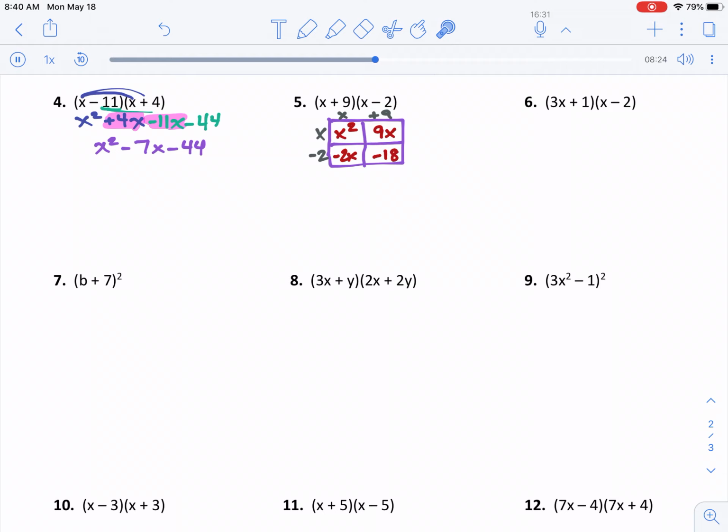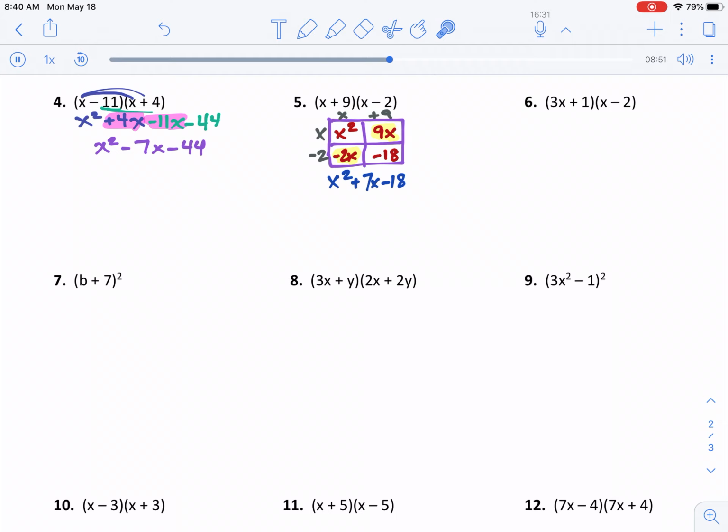And what do you notice in the middle is you will have these like terms on the diagonal here. So we're going to go ahead and combine those. So we're going to bring it down so it's in standard form. X squared, negative 2 plus 9 is 7, so 7x, and then minus 18. And this is an alternative way as opposed to double distributing, so that works as well very nicely.